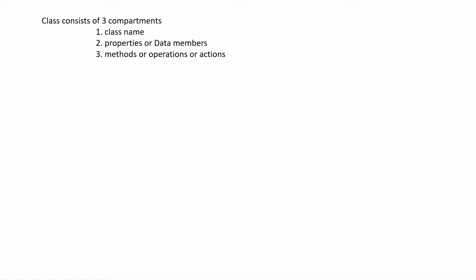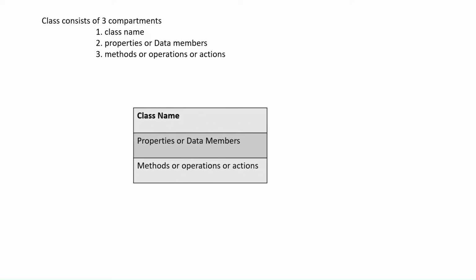That class is going to be represented by a block diagram, and here is that block diagram. In the first compartment, we represent the class name. In the second one, we represent the properties of the class. And in the third one, we define the methods or the operations which are going to be performed by that particular class.